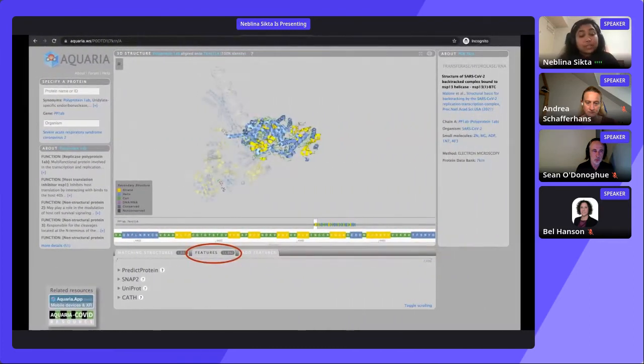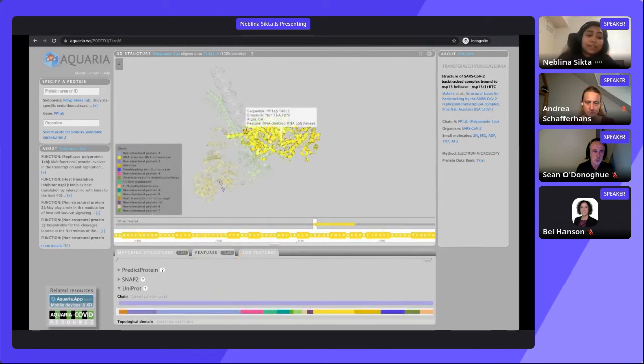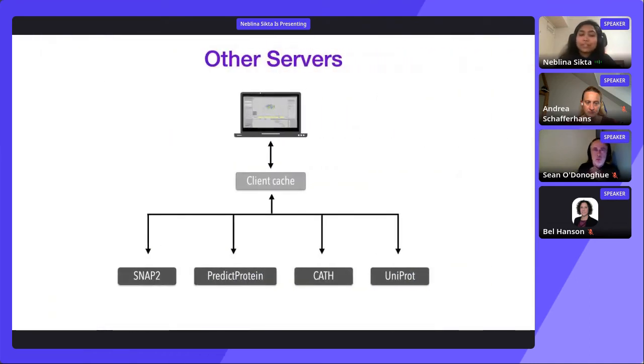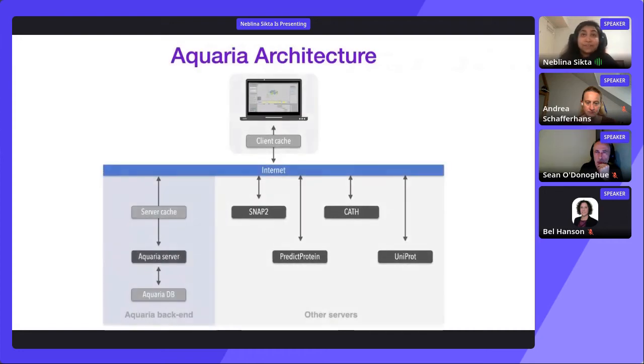I should also talk briefly about the predefined features which are available in Aquaria. You can select any of these features and explore them on the structures. We are fetching features from SNAP2, PredictProtein, and UniProt, and all this data is also being cached on the client side. So now you know the complete architecture of Aquaria.